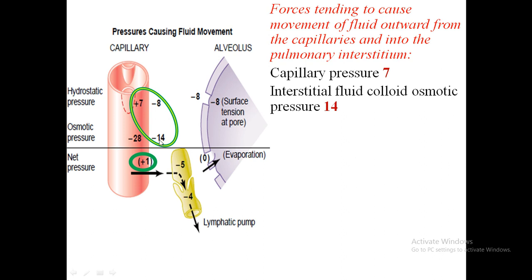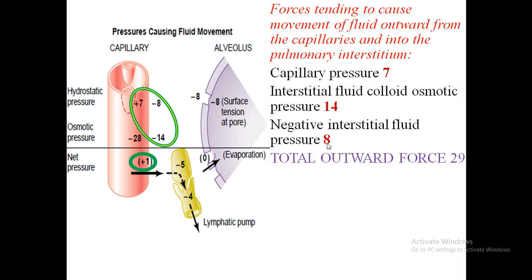If we bring this inside the blood vessel, it carries the positive sign. You can take plus 7 outside together for the calculation, and if it remains here you can calculate the mean. So the interstitial fluid colloid osmotic pressure is 14, and the third one, the negative interstitial fluid pressure, is 8. Now we have plus 7, minus 14, minus 8, and the net total outward force comes to 29.